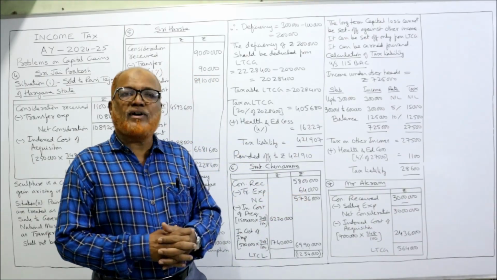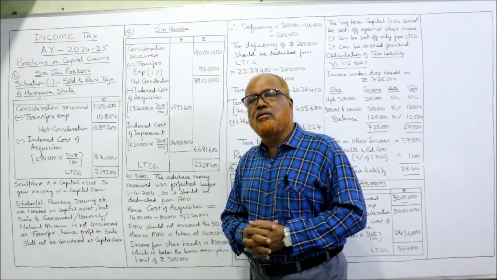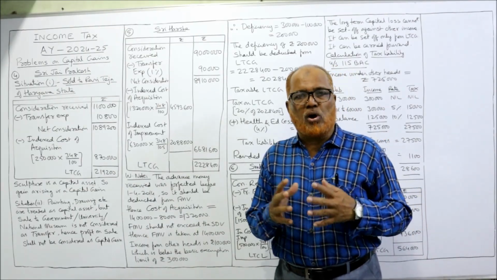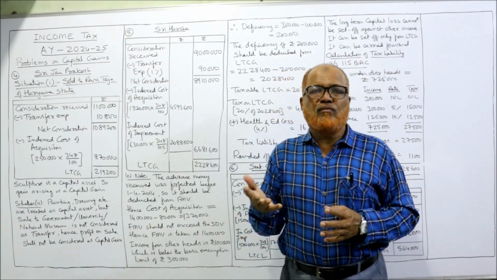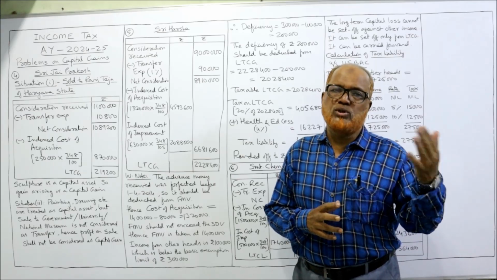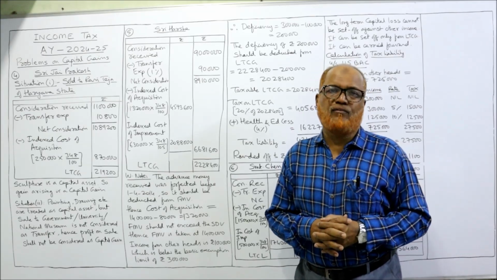That's all. So I have completed 7 problems on capital gain. Hope the concept is almost clear. One more video we will make on this capital gain, then we'll switch over to the other heads of income.